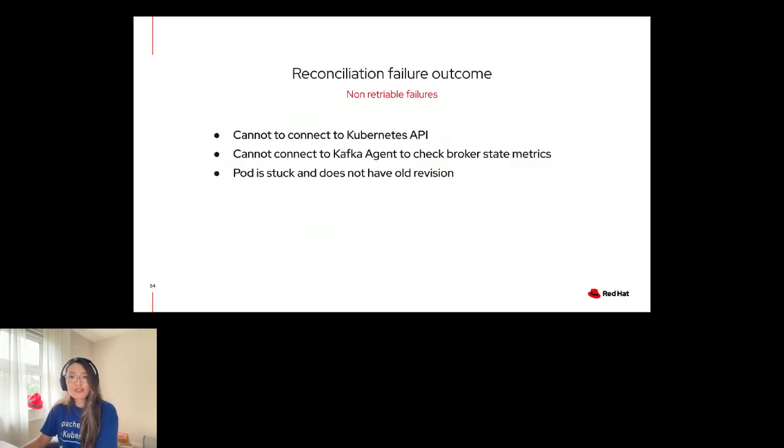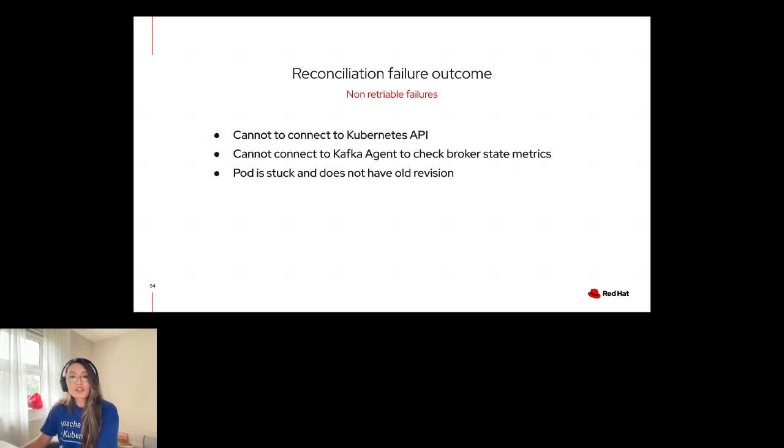But there are various scenarios in which reconciliation will fail, as we saw some of them earlier. There are some non-retriable failures that will cause the reconciliation to fail immediately. One is that we cannot connect to the Kubernetes API. Obviously, if we can't connect to the Kubernetes API, there's not much we can do. We can't do anything with the pod. We can't check if the pod is ready or not, etc.